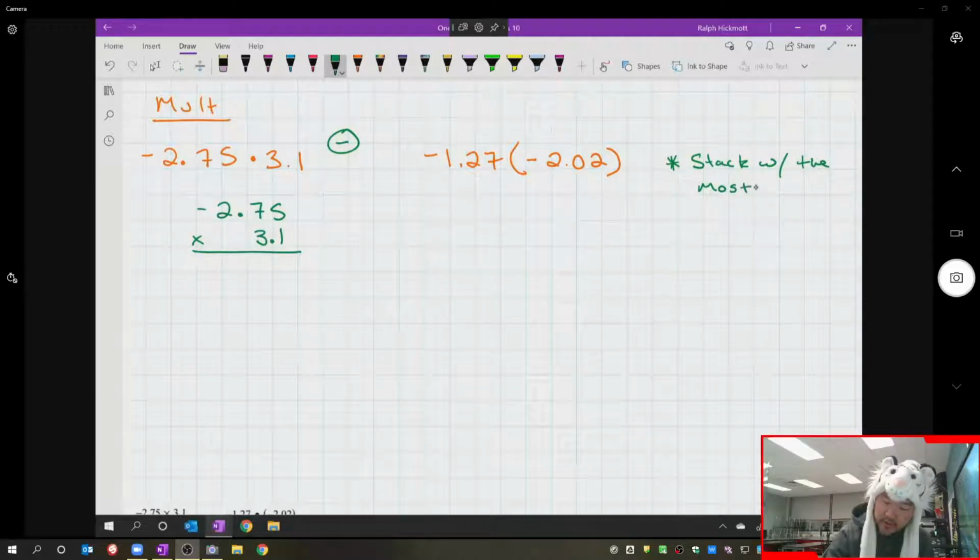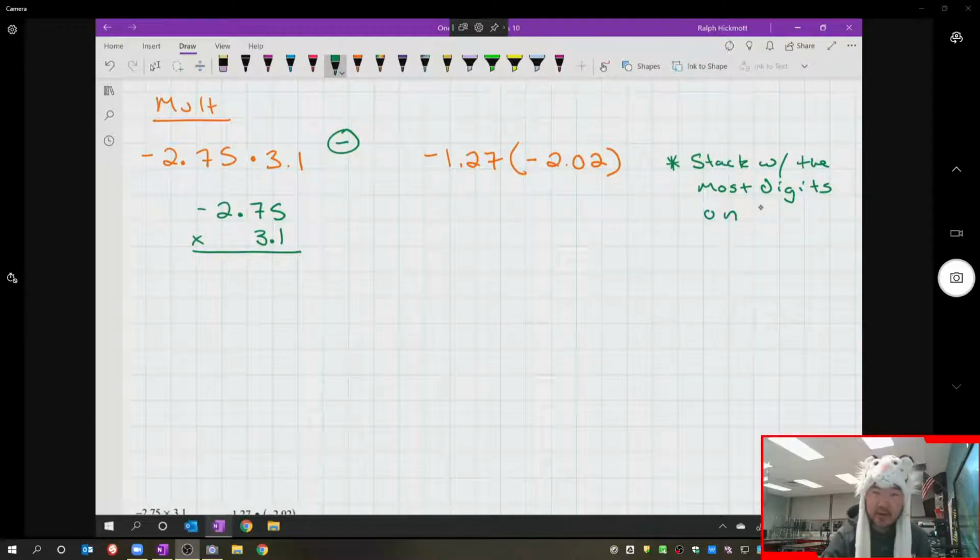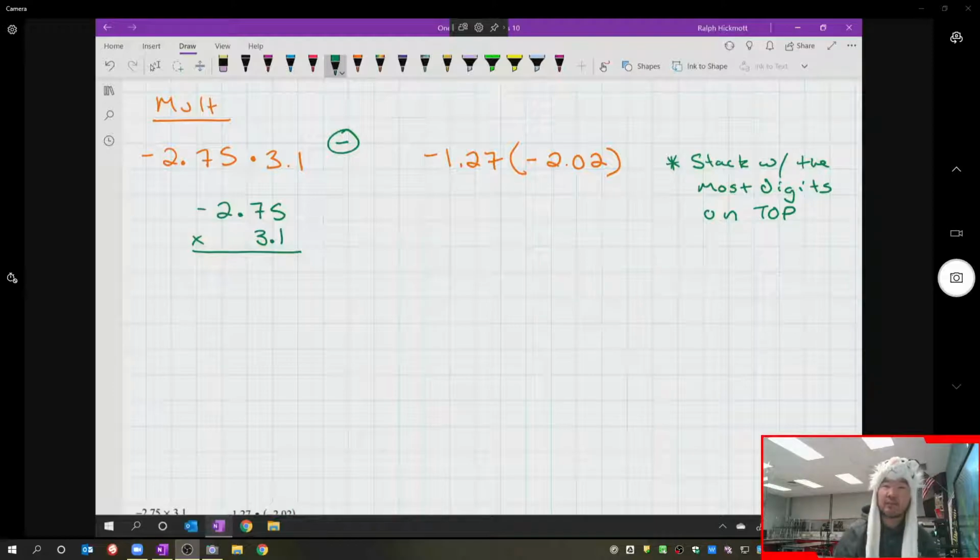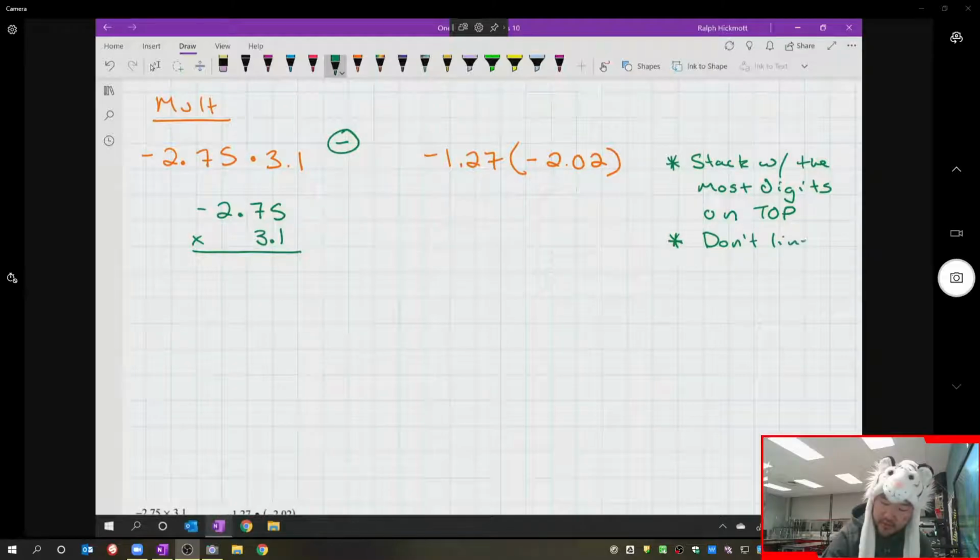So if you notice in the first example, I automatically started with negative 2.75 on the top, because that has 3 digits, and then I put 3.1 below. So you're going to stack them with the most digits on top. Another thing that we got to remember from decimal multiplication is don't line up the decimals. Don't line up the decimals. Okay?